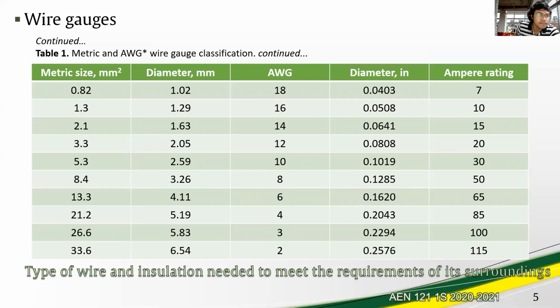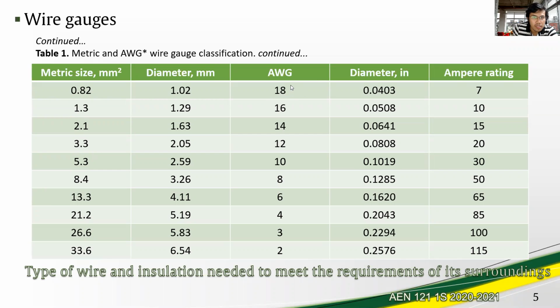So this is just a continuation of those classifications. If you look at the metric size in millimeters squared, as you go bigger in millimeter size, you get a bigger ampere rating also. That would mean more cost in the electrification of a system. That will mean more costs.